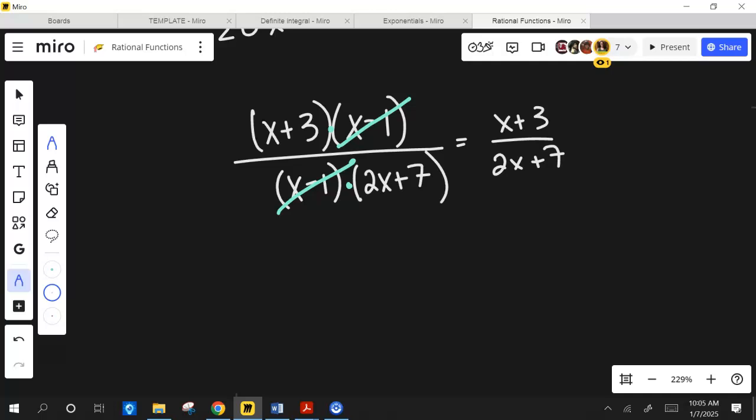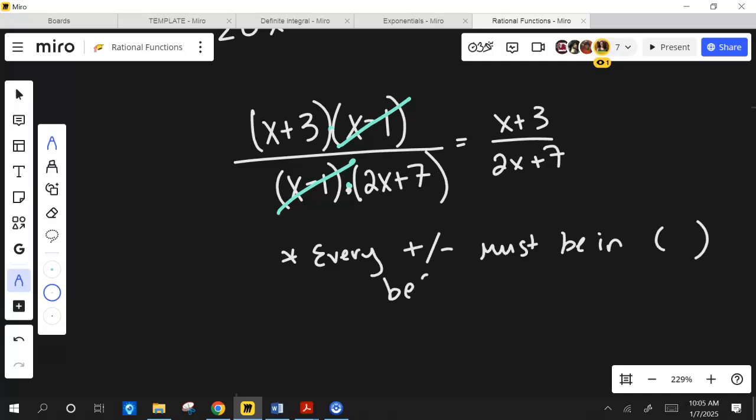Okay. The only time you can cancel out is if you are multiplying. Let's make a note: every plus or minus must be in parentheses before canceling, because that implies that I'm multiplying together. Otherwise, I'm in a situation like the cat poster. You can't just cancel those x squares out because they're in the top and bottom. You can't cancel these out because the plus and minus are not completely closed. We're not killing kittens in here.